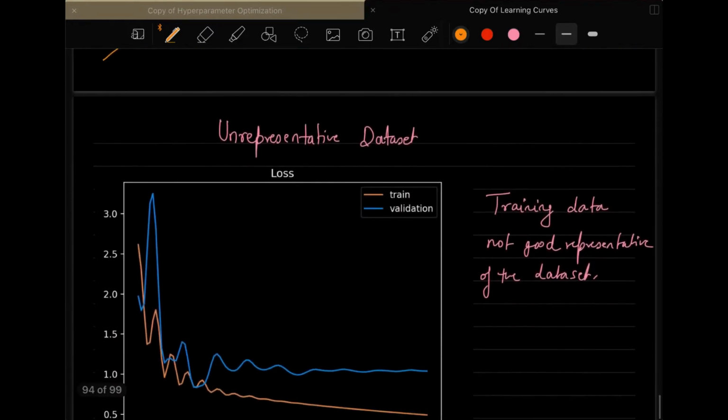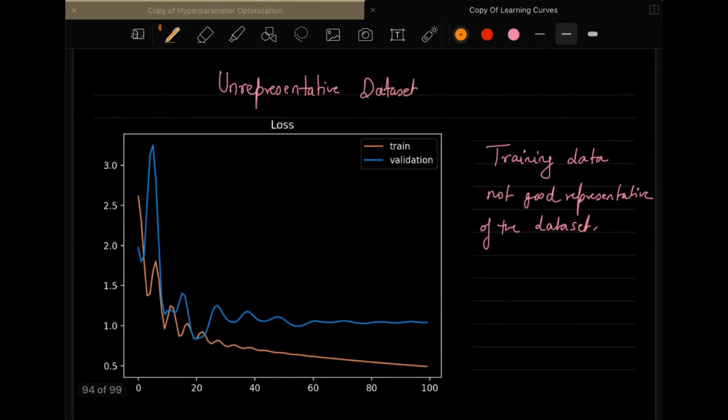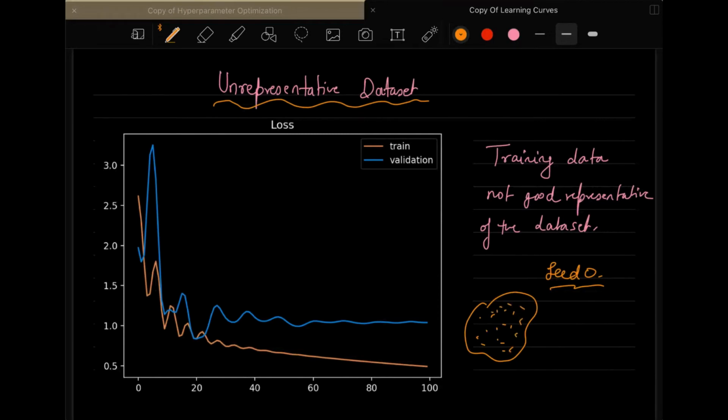Okay, there is one more situation where you have an unrepresentative data set. By unrepresentative data set I mean if your data set has noisy images, or blurred images, let us say, and you do a seeding of, let us say, 0. Then it might be the case that some of the images from that data set will come to the training data set and some of the images will come to the validation data set. So at a particular seed equal to 0, let us say, you have these images which are noisy or blurred.